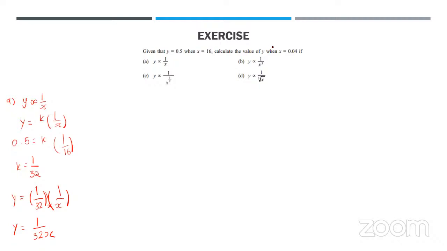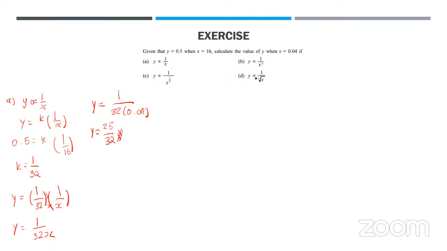They want you to calculate the value of y when x is equal to 0.04. So now to find the value of y, all you have to do is sub back into this equation 0.04. And when you input that into a calculator, you will get y is equal to 25 over 32. So that's the answer for A.